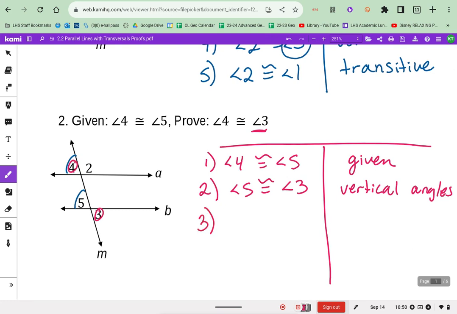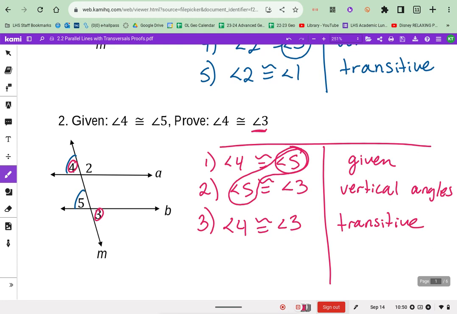Anybody? Transitive property, amazing, yeah, because angle 5 is part of both equations. So I can switch out an angle 5 with an angle 3. So angle 4 is congruent to angle 3 by the transitive property. And there we go, we're done.